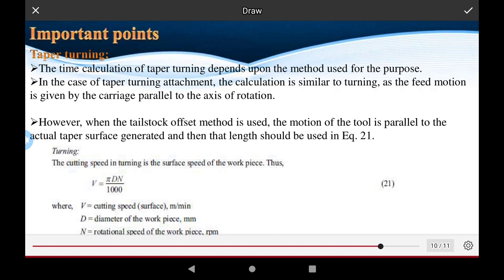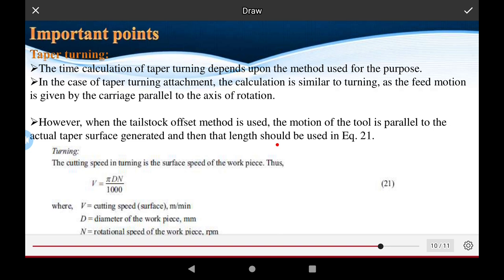In the case of the taper turning attachment, the calculation is similar to normal machining. The feed motion is given by the carriage parallel to the axis of rotation of the job. However, the carriage is also parallel to the axis of rotation of the workpiece, and the tool is also fixed in the opposite direction, and performs the work.